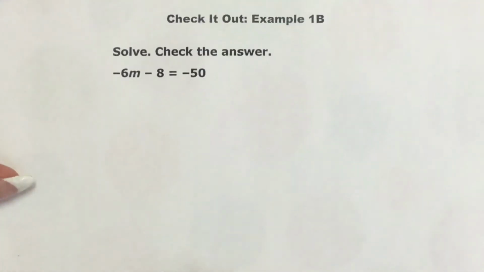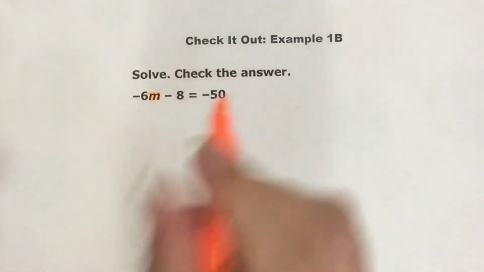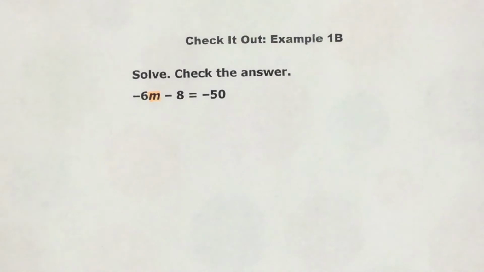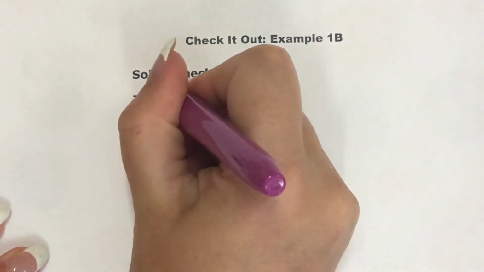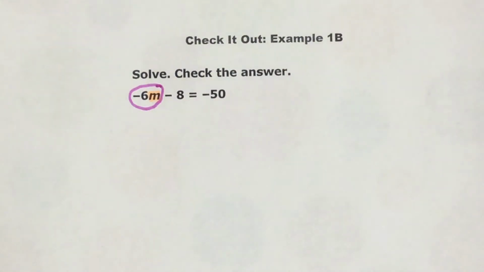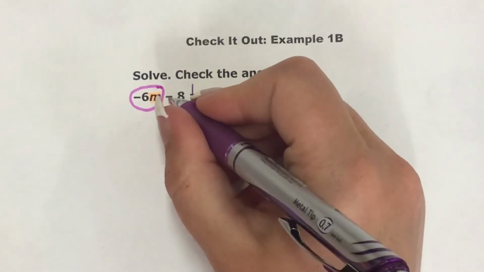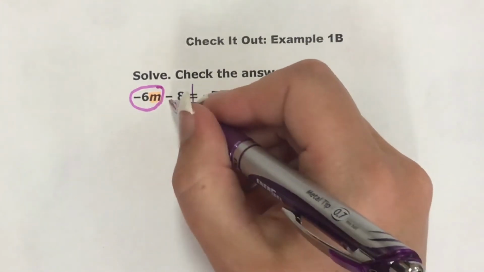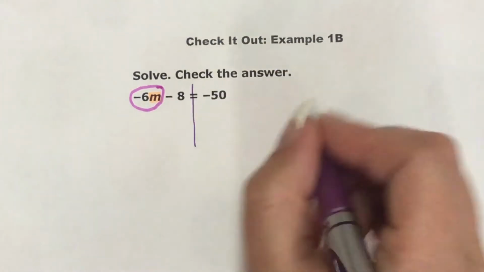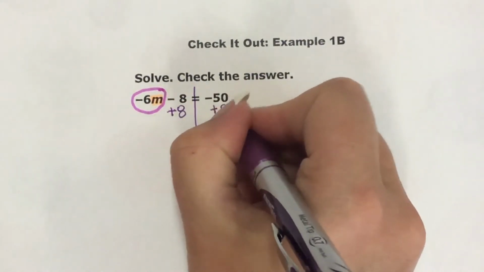Okay, moving on to check it out 1B. Let's see how you did. So here we are trying to isolate M and get M by itself. There's a couple different things going on, so we are going to keep this together till the bitter end. Okay, so we need to get rid of this 8. This is a minus 8. It's subtracted by 8, so we have to do the inverse operation of subtraction, which would be addition. We're going to add 8 to both sides.